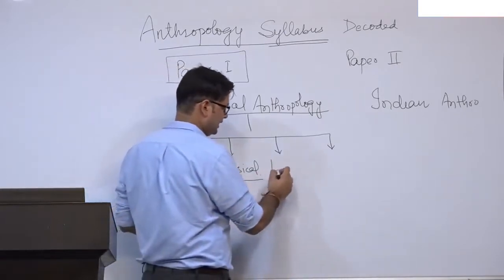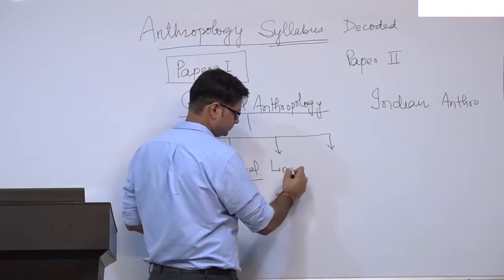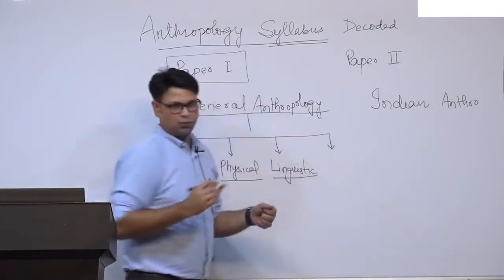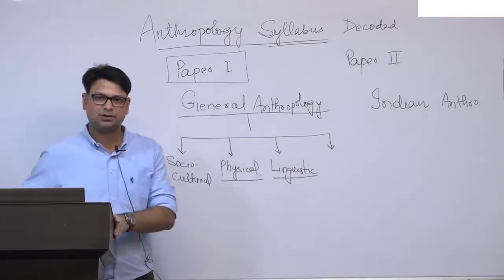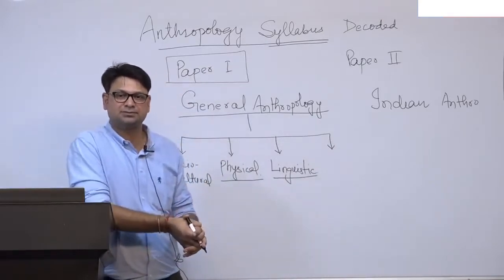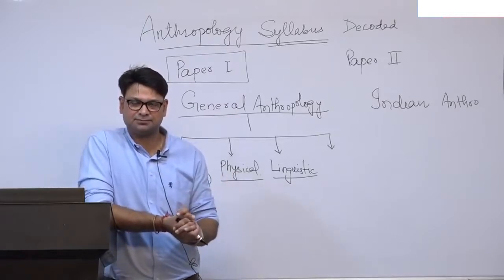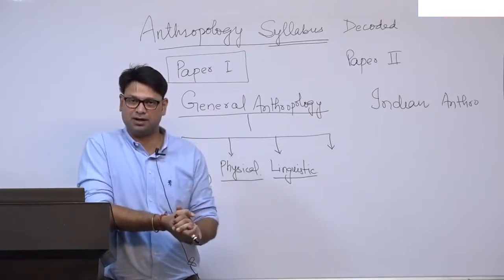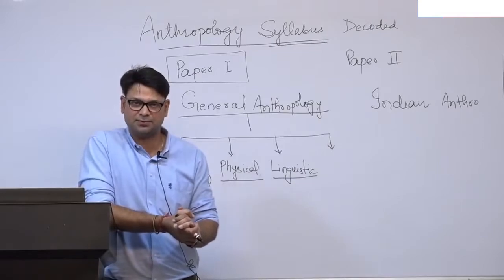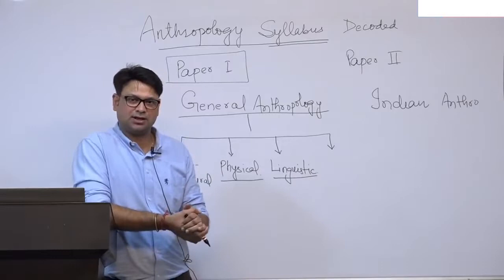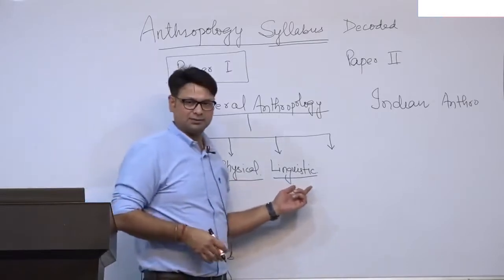So here the focus is on biology, on genetics, on race, on disease, on ecological adaptations, all these things. Next is linguistic anthropology, in which we try to understand language, its origin, the variations in languages, the types of communication, verbal and non-verbal communication, and the relationship of language with culture. All these things are covered here.